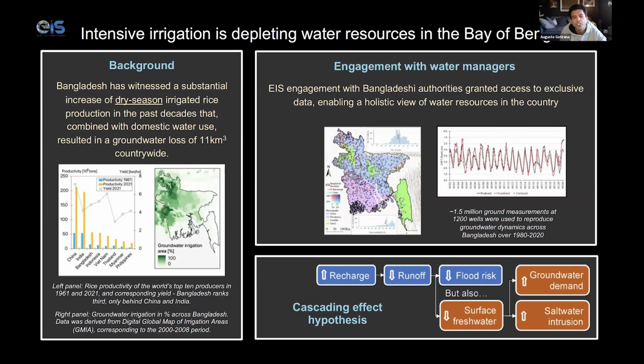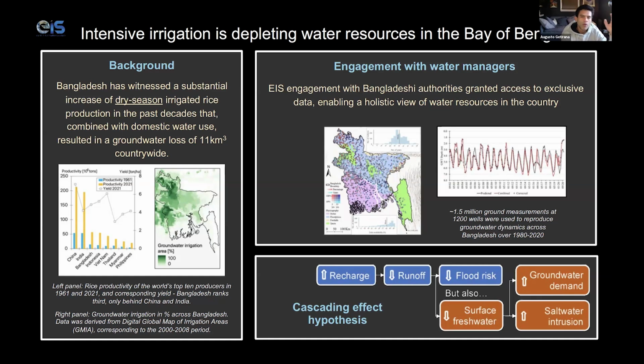So considering all these issues, we started engaging with local authorities, and that engagement has given us free access to a massive amount of data, which otherwise has restricted access. So we've been using that data in different ways, and one of them is to reproduce the groundwater dynamics over the past several decades. One of our findings is that for a certain period of time, groundwater pumping during the dry season increases recharge during the wet season. This makes the aquifers act like a sponge.